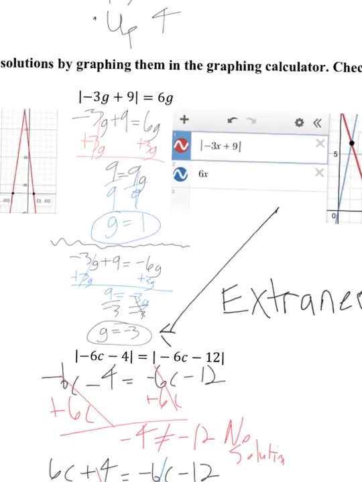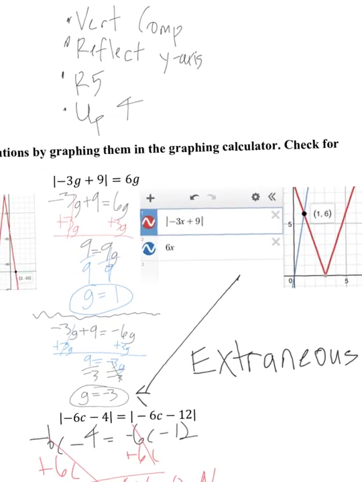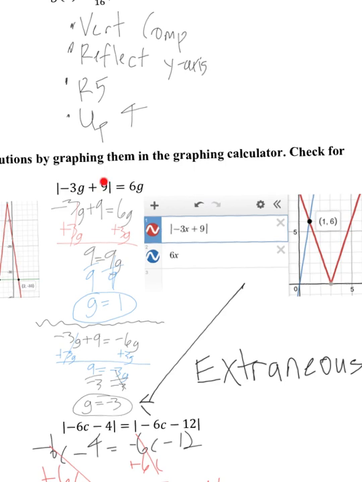This one, solving it twice, set it equal to 6g. Add 3g over, divide by 9. You get 1. Do it again, but with 6g being negative, you got to make one side negative. Add 3g over, you get -3g, divide by -3, you get -3. But that answer is extraneous because when you graph it, there's only one intersection.